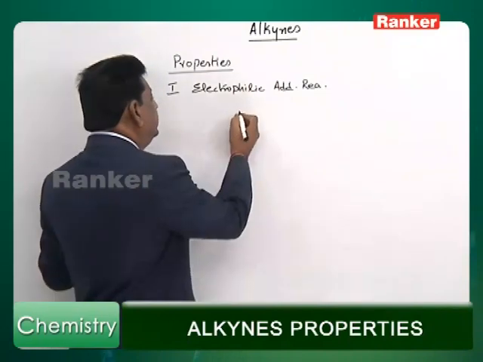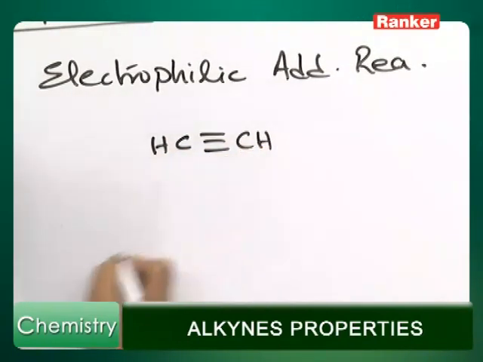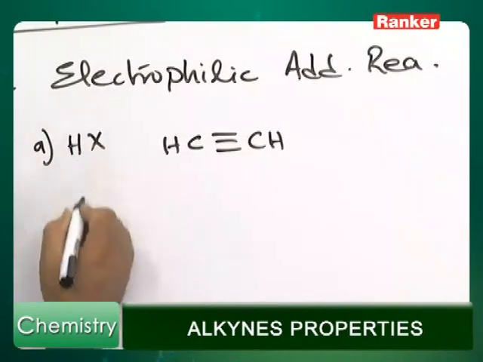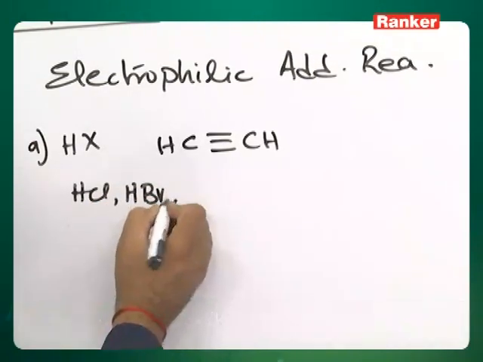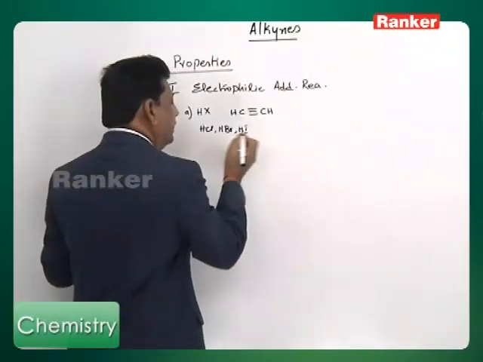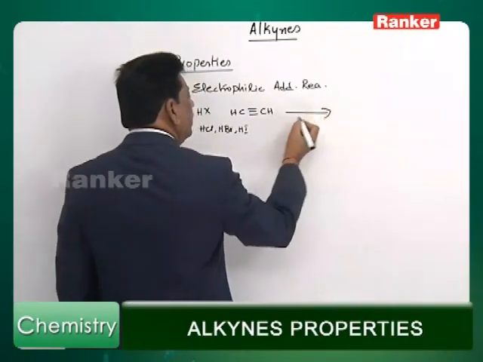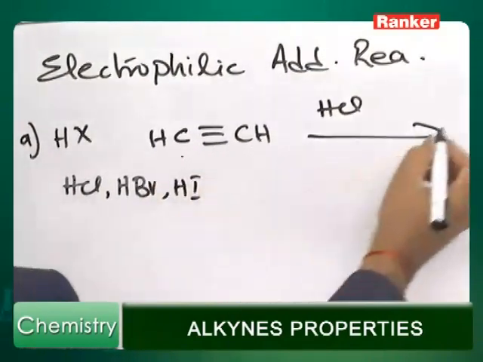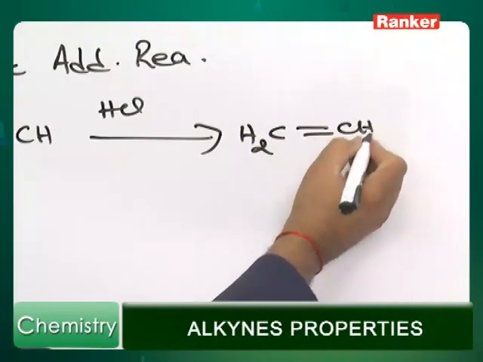Similar to that, acetylene also undergoes several electrophilic additions. The simplest addition is with HX, let us take examples HCl, HBr, HI and so on. All these hydrogen halides can be added. So, let us take HCl being added. On one side H plus, on the other side Cl is added, following the same norms of electrophilic addition reaction.